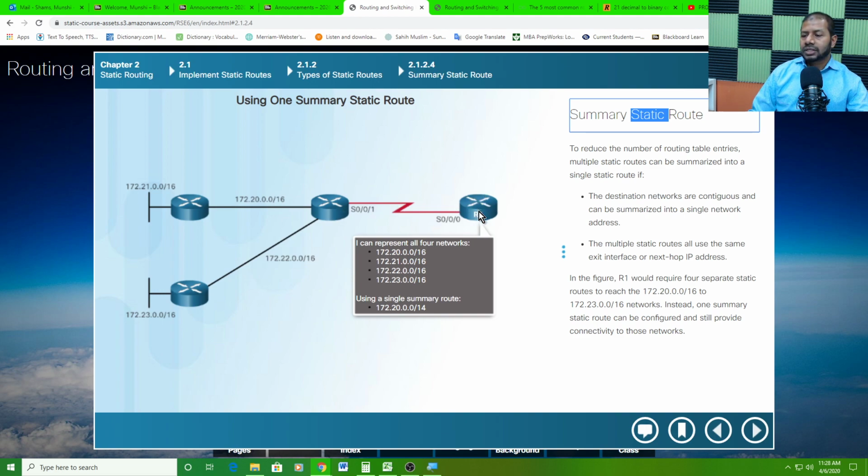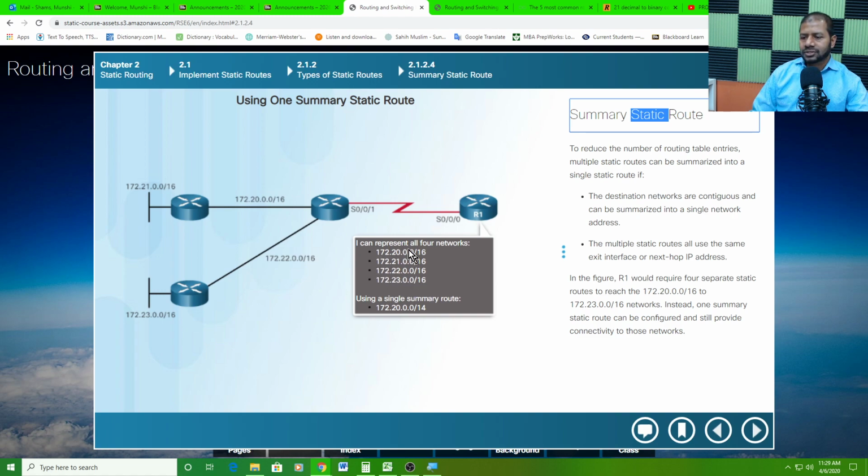Now, R1 says that, okay, I learned about this. There are 4 networks, 1, 2, 3, 4. If I want to go to any one of those 4, I have to go to my left, to this router. So what are the networks? Again, it's written in here: 172.20.0.0, 21.0.0, 22.0.0, 23.0.0.